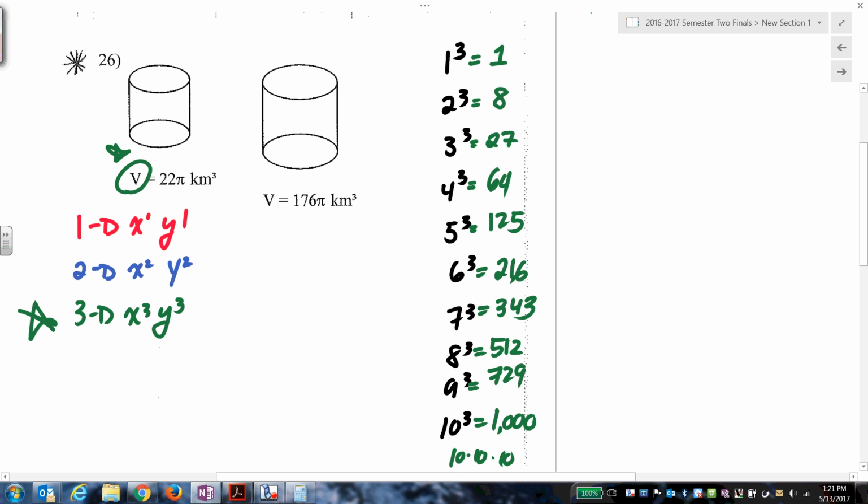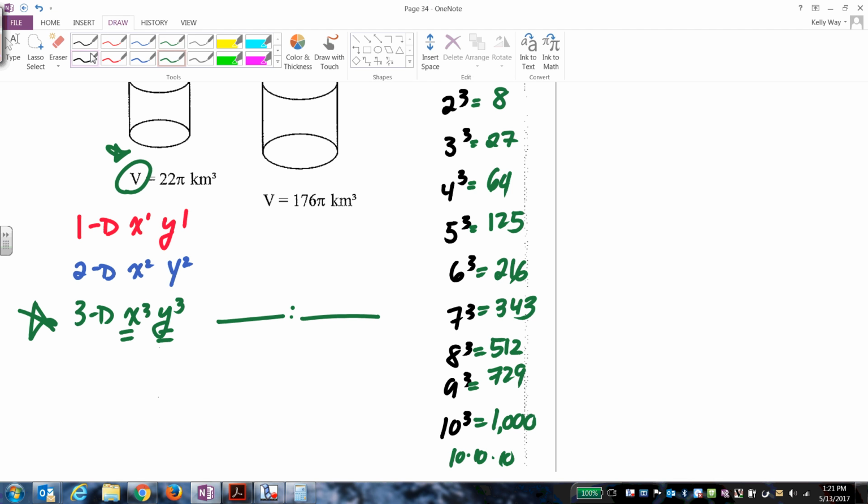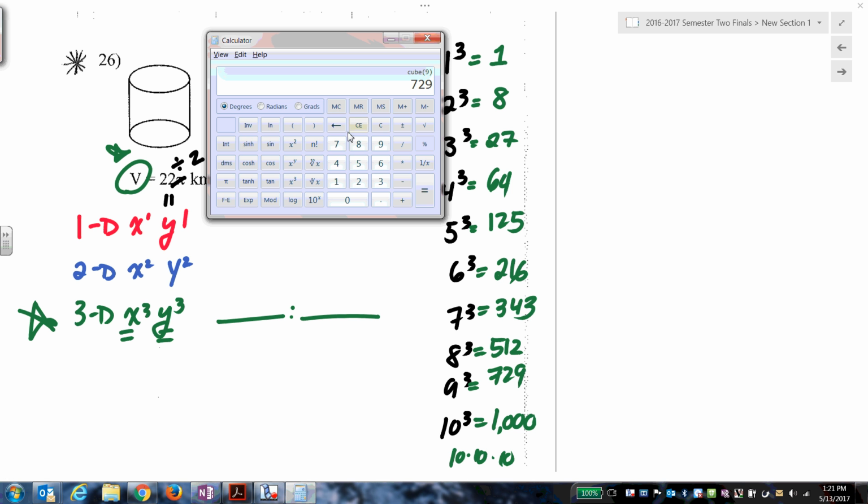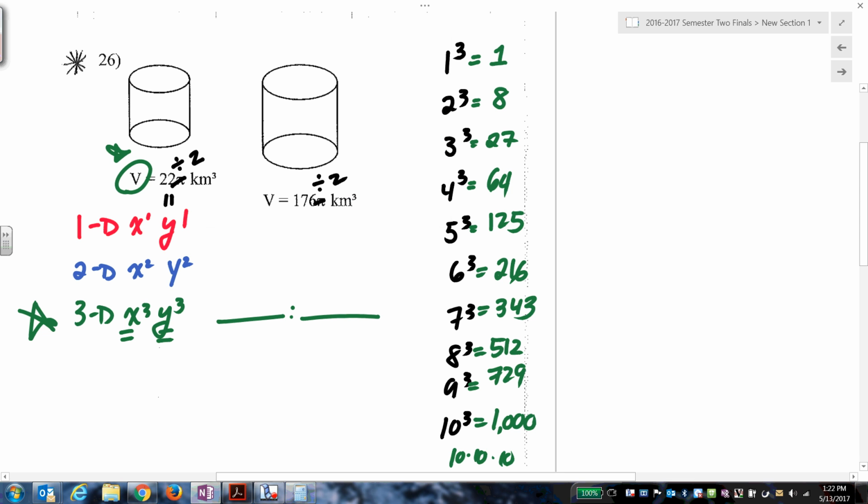You're going to be hunting for those. Why am I hunting specifically for those? Because I'm in the third dimension. I'm in the x cubed. So I'm going to go ahead and start by dividing by 2 here, since that's the only thing I can easily do here. That gets me 11. And 176 divided by 2, I get 88.